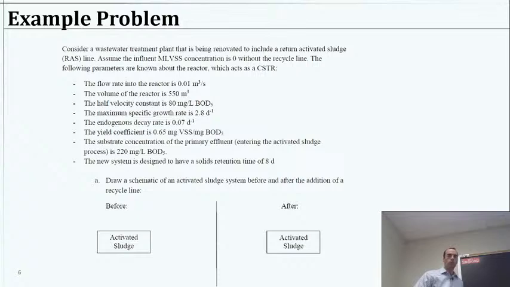Okay, so we're here to consider a wastewater treatment plant that's being renovated to include a return activated sludge, RAS, line. Assume the influent MLVSS concentration is 0 without the recycle line, and the following parameters are known about the reactor, which acts as a CSTR. So it gives us a bunch of parameters. It asks us to draw a schematic of the activated sludge system before and after the addition of a recycle line. Okay, so take a moment, sketch that up, and I will join you.